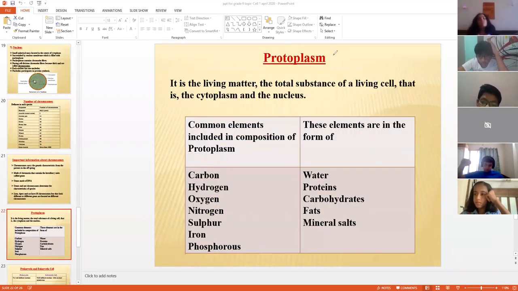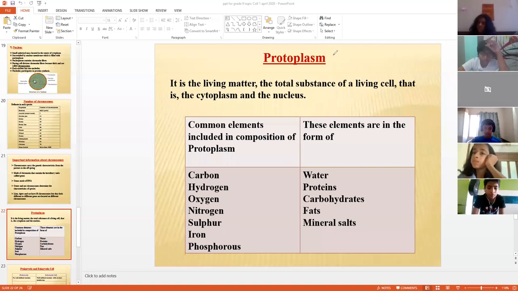Now we come to a part which is called protoplasm. Now, what do you mean? Now, children, there are two terminologies that we have learned. One is cytoplasm and one is nucleoplasm. Cytoplasm is present inside the cell. A nucleoplasm is present only inside the nucleus.